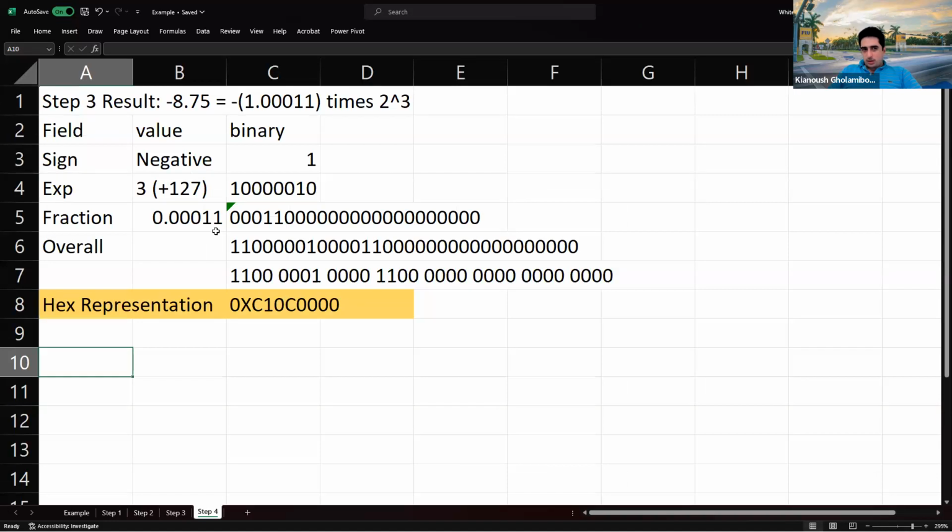In the 4th step, all you need to do is just build your IEEE 754 notation, which is made of 3 fields: the sign, the exponent, and the fraction. So we're going to begin with the sign. The sign is negative, so the binary representation of the sign would be 1.